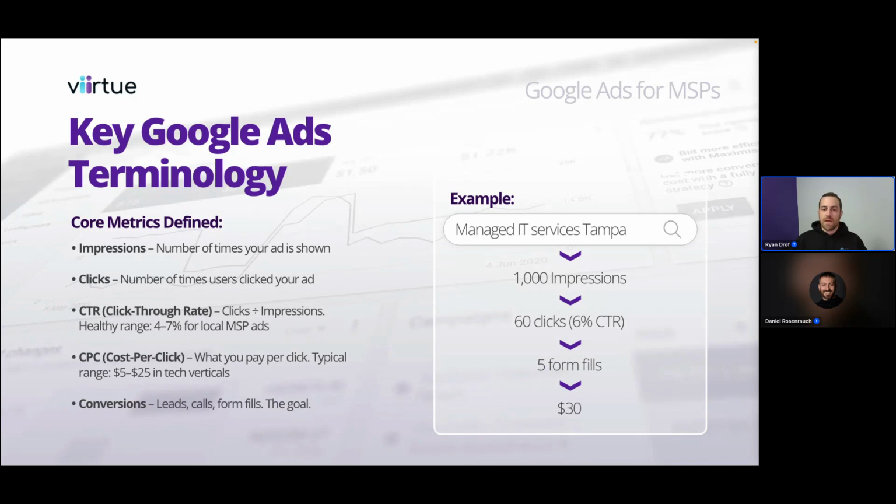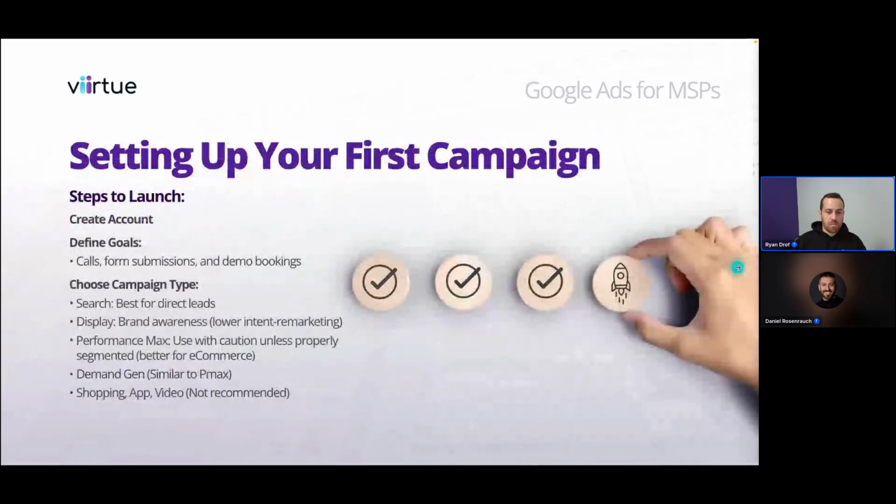And again, it really depends on how you set up this type of campaign, but you can expect around 1,000 impressions or a CTR of like 6% if you're searching for something like managed IT services in Tampa. We'll get into the different types of ad clicks and varieties of keywords that we can incorporate into your campaigns. But again, the goal is form fills. And we can move on to the next slide.